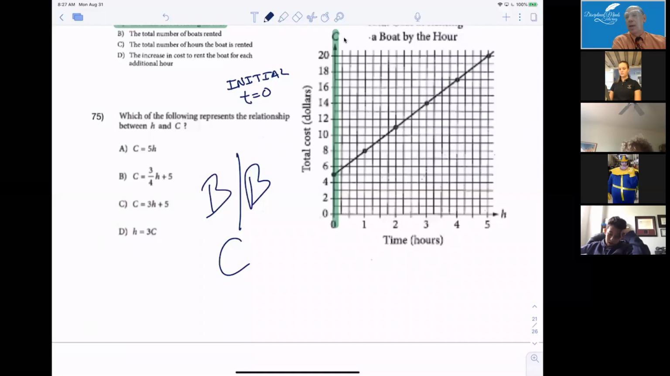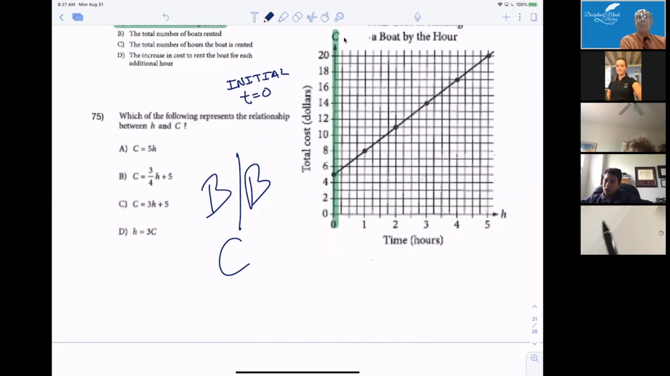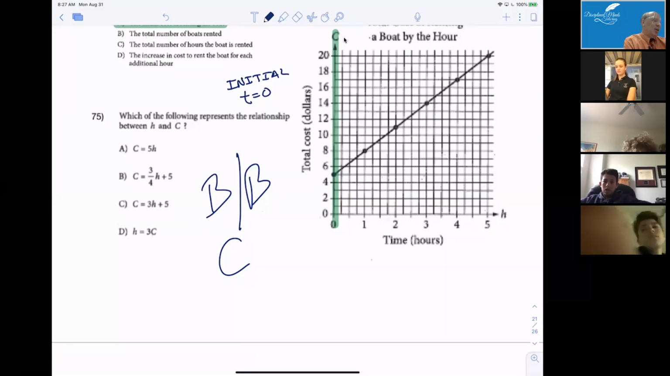Jude, give him the answer. I don't really know. Uh-oh, I don't really know is not a very good answer, but thank you. Tell me, Mr. Wilson. It is B. Oh, confidence here. I like this. So we agree that the y-intercept is 5. Does everybody agree with that?